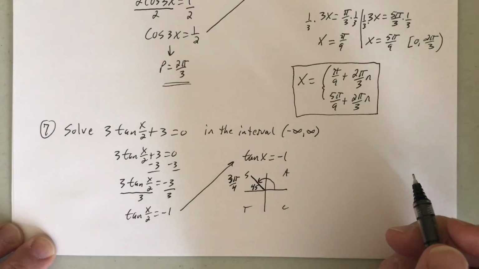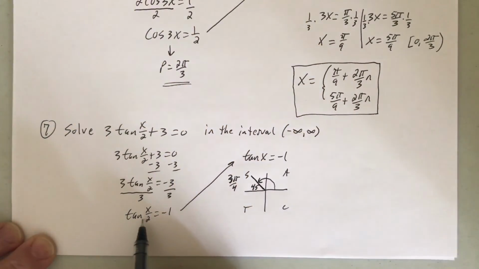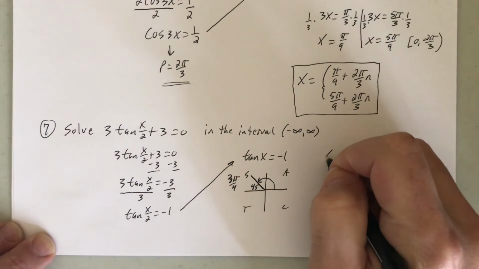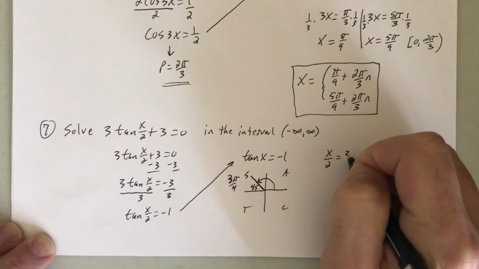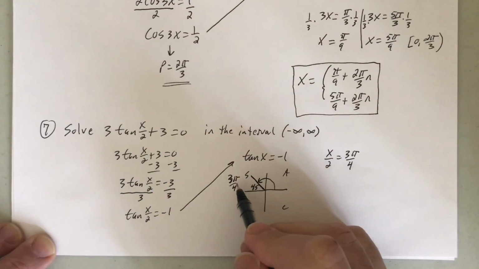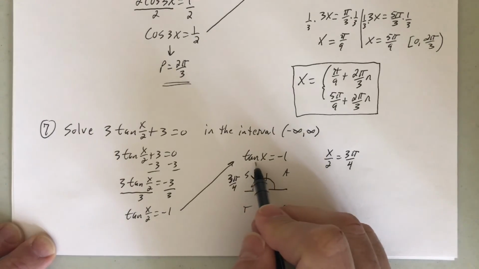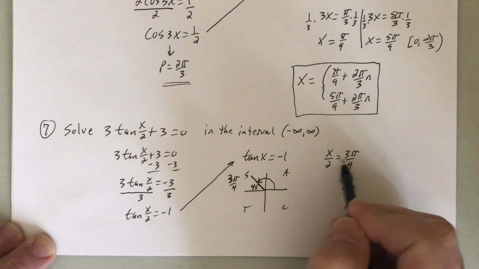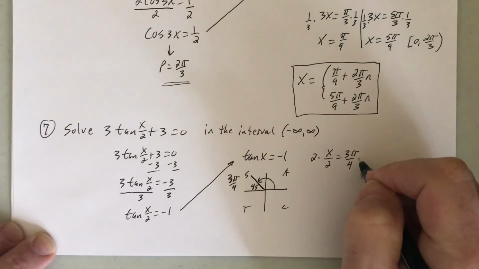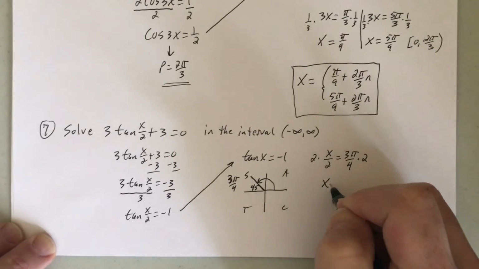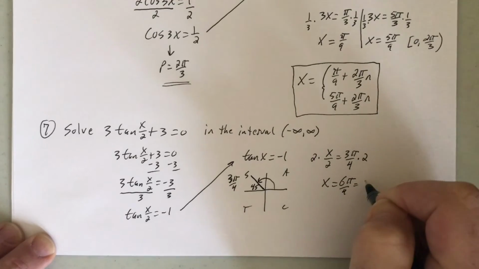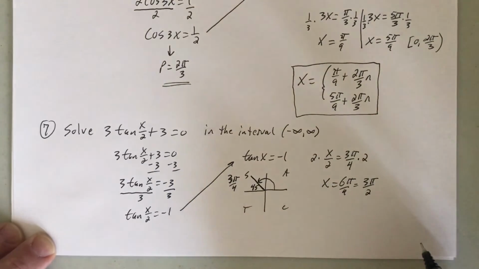So now I need to correct because I have my period change over here. So I'm going to say x over 2 is equal to 3 pi over 4. Because again, this 3 pi over 4 is the answer for just when tan x is equal to -1. This is going to correct for the fact that we have a period change. So I'm going to multiply both sides by 2, and I get x is equal to 6 pi over 4, which is equal to 3 pi over 2.